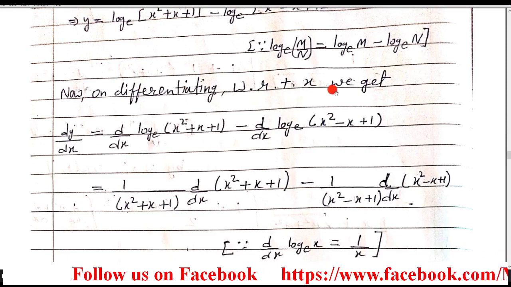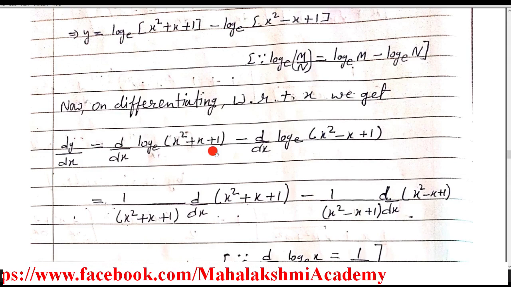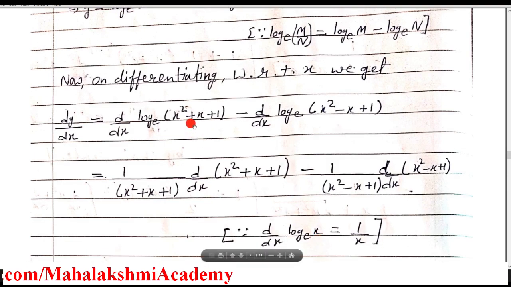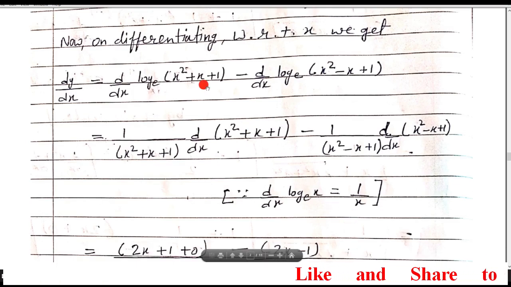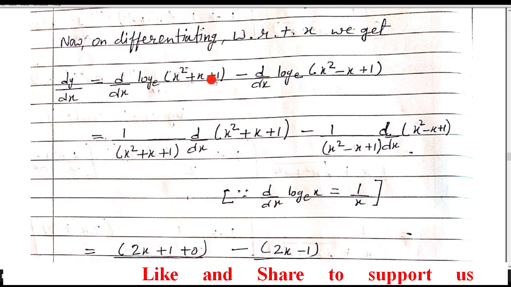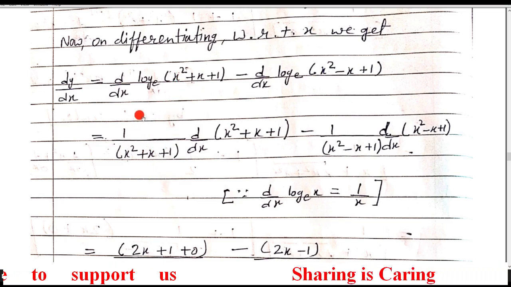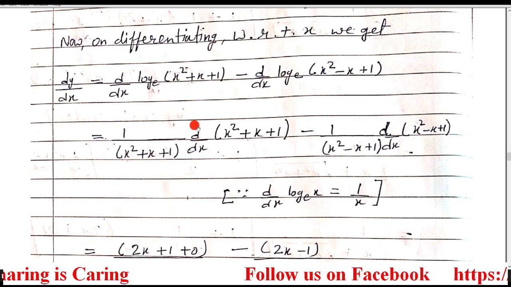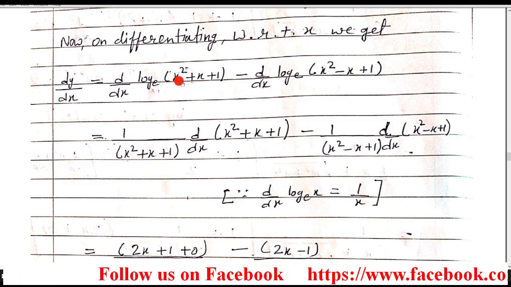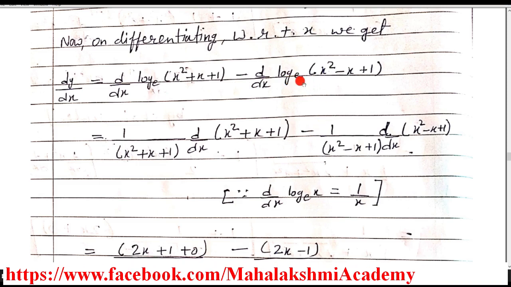So on differentiating with respect to x, the derivative symbol will come with all three. That's why it came like this. Now when we differentiate this log, we are going to use the formula that the derivative of log x is 1 upon x. So here we assume this complete expression as x, so log x differentiation is 1 upon x. Then since it's not just x, we have to use the chain rule. That's why d over dx of the complete x square plus x plus 1 comes. Then this minus sign.